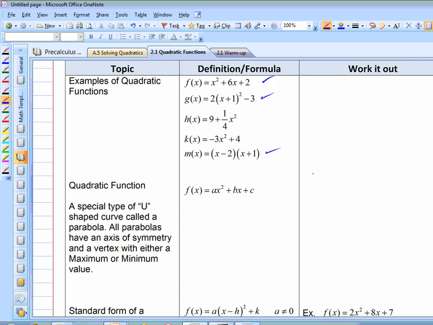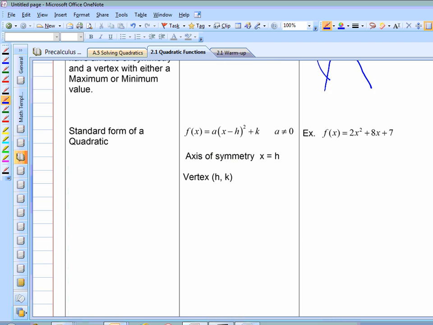If our graph is positive, it would turn upward, and we would have a minimum value. And if our graph turned downward, we would have a maximum value. All right, let's keep moving on.